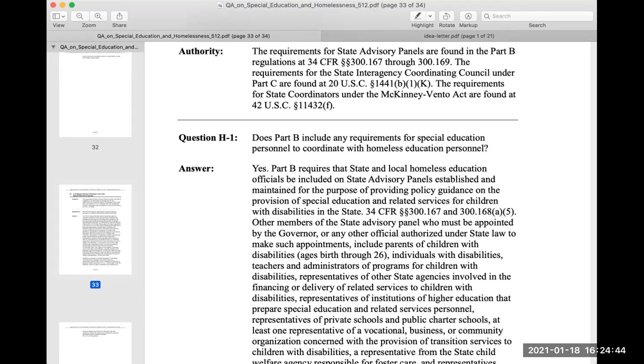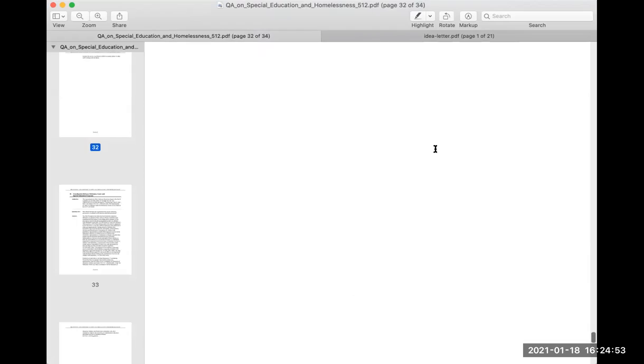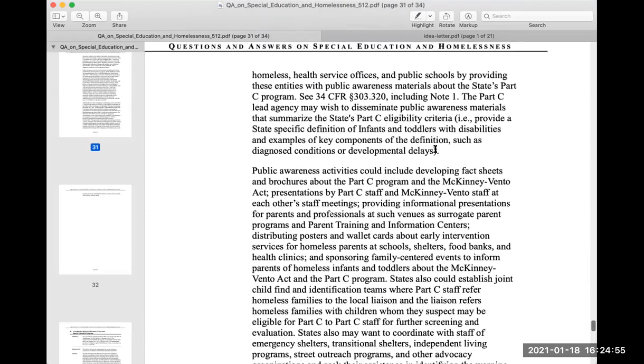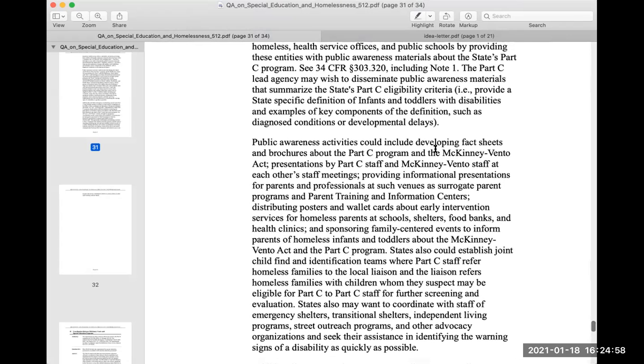Public awareness activities could include developing fact sheets and brochures about the Part 100 program and the McKinney-Vento Act, presentations by Part 100 staff and McKinney-Vento staff at each other's staff meetings, providing informational presentations for parents and professionals at such venues as surrogate parent programs and parent training and information centers, distributing posters and wallet cards about early intervention services for homeless parents at schools, shelters, food banks, and health clinics, and sponsoring family-centered events to inform parents of homeless infants and toddlers about the McKinney-Vento Act and the Part 100 program.